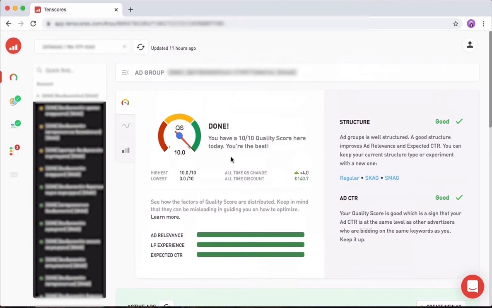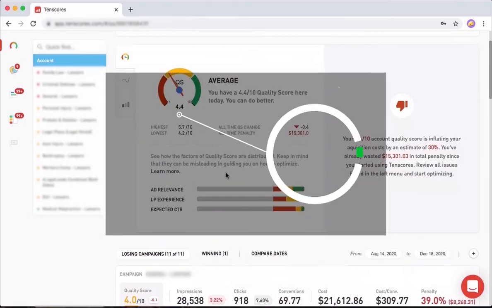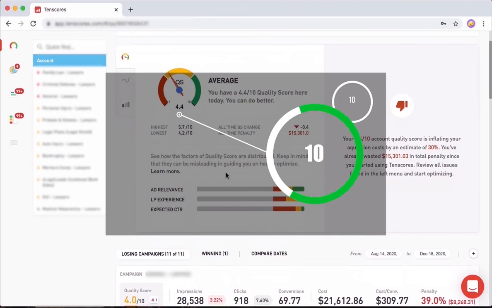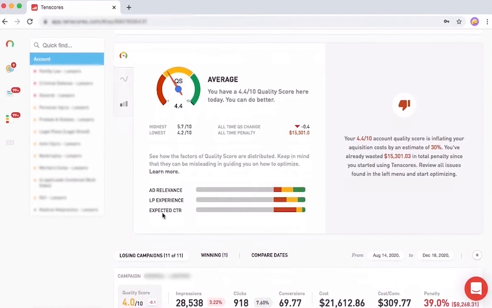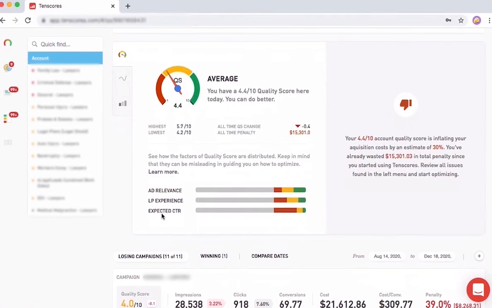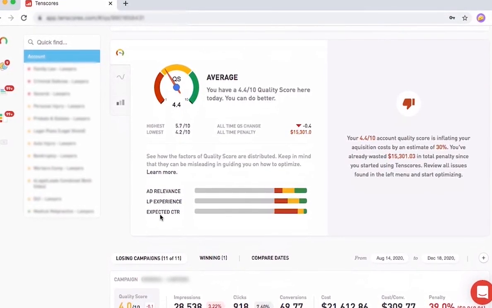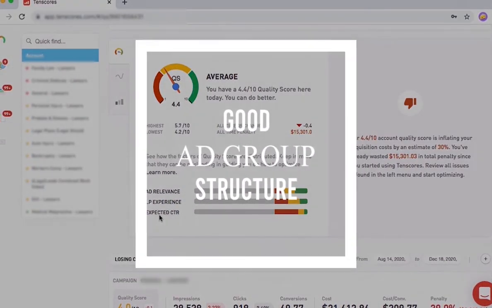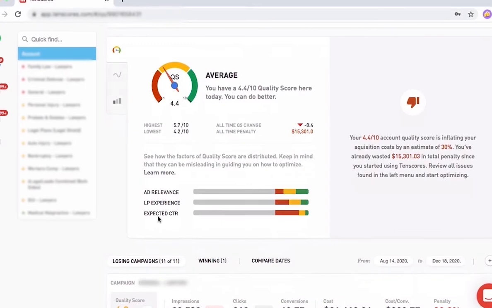But you just have to understand those two things and understand what is going to make an account like this one get to the levels of 10 out of 10. What does that mean in terms of ad relevance, landing page experience, expected CTR? What it means, and I'm starting to believe this to be true more and more, is that in order to get a good CTR, you first have to have good ad group structure, okay? I'm going to get into that. So ad group structure, that's the base, that's the foundation.